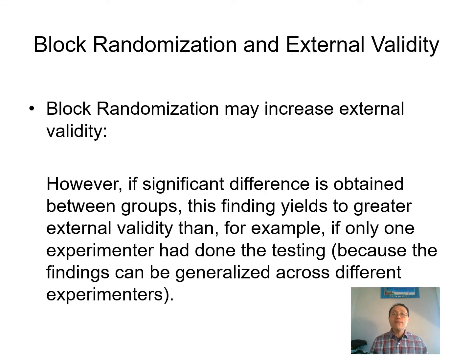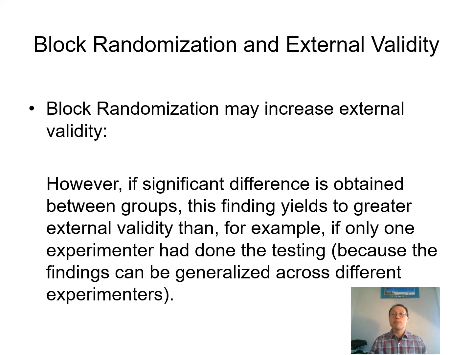Now, one of the things to think about in terms of block randomization is that it may increase external validity. When you think about it, if something is true when it's administered by Aaron, and you can repeat it with data administered by Brian, then when you look at the data you can say, we got the same effect when Aaron was the tester, and we got the same effect when Brian was the tester. What does that mean? That means that under whatever circumstances, even when you have different test administrators, you get the same results.